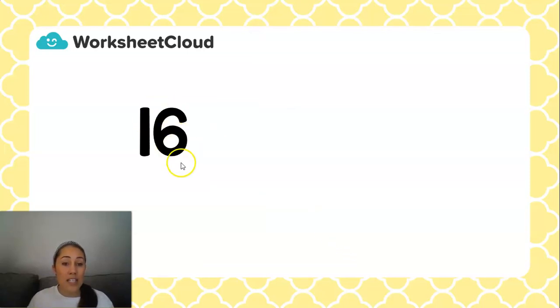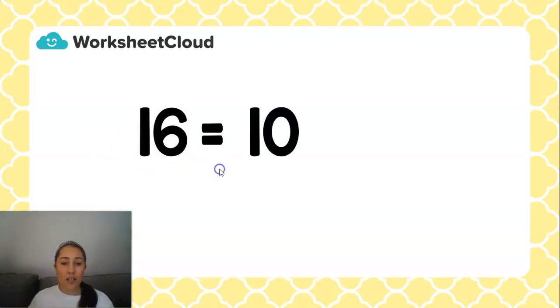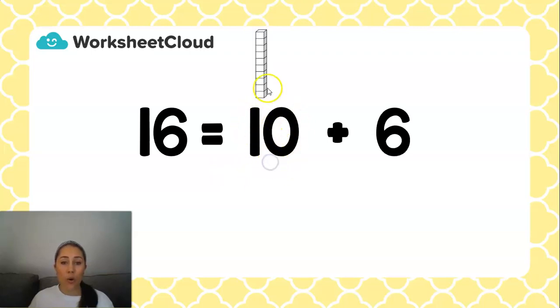Now we have the number 16. Now 16, what was our first step? Remember, we first need to rename. So rename 16, and that will give me 10 plus 6. So now 10 is actually one group of 10. So I put it over there. And 6 is 6 loose blocks.